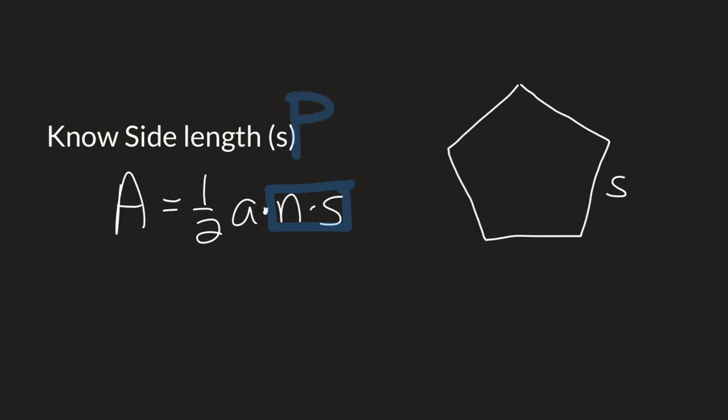So maybe you've seen 1/2 of AP. Perimeter is the number of sides times the side length. So we would make a similar right triangle using our apothem and half the side length, where we still have our angle.